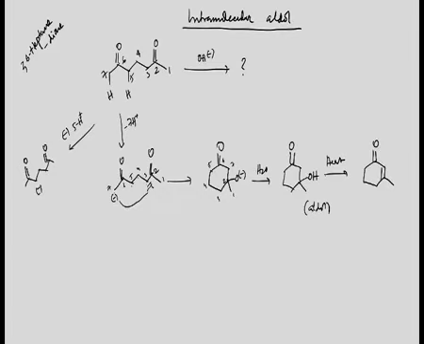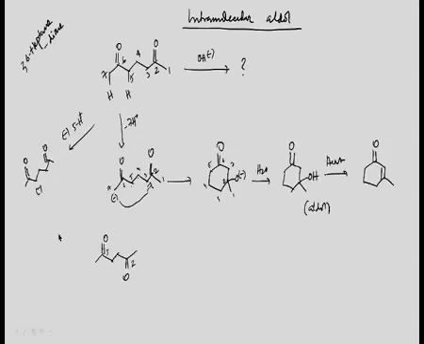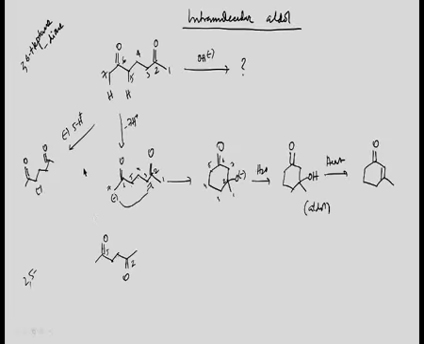So this is the 1,5-keto system. Now we can discuss the 1,4-keto system also. Suppose this one. So, this is 1, 2, 3, 4, 5, 6, so 2,5-hexanedione.